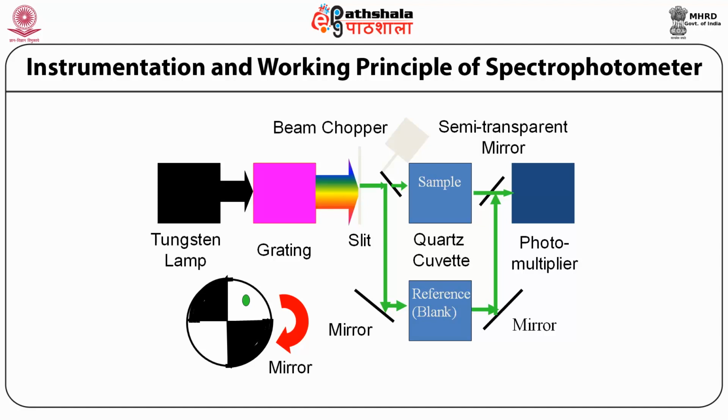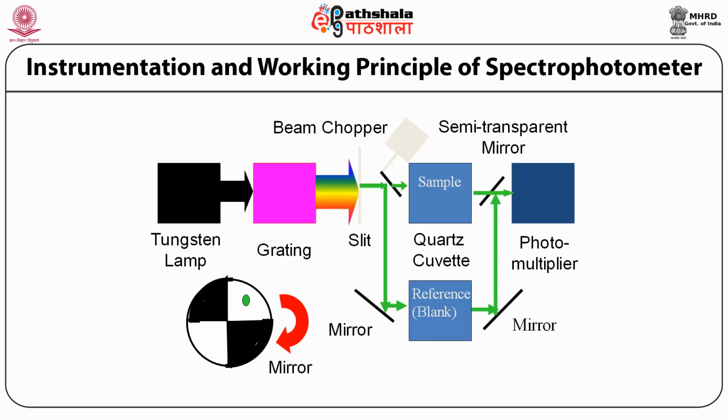Cuvette. The container for the sample and reference solution must be transparent to the radiation which will pass through them. Quartz or fused silica cuvettes are required for spectroscopy in the UV region. These cells are also transparent in the visible region. Silicate glass can be used for the manufacture of cuvettes for use between 350 to 2000 nanometer. Detectors. Let us talk about detectors.